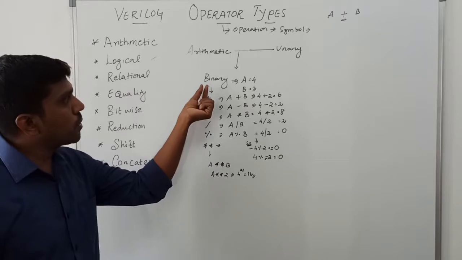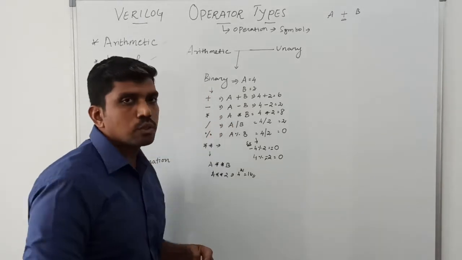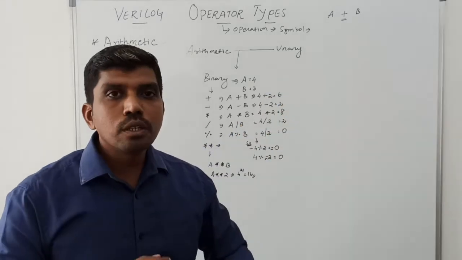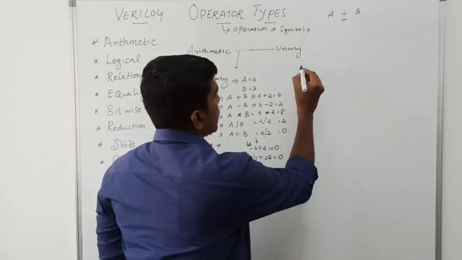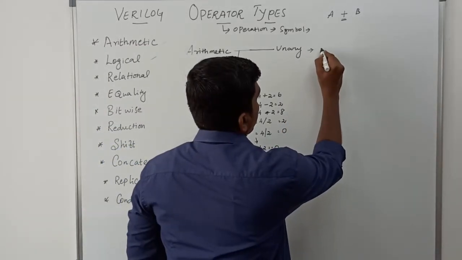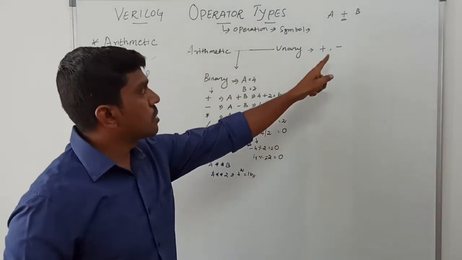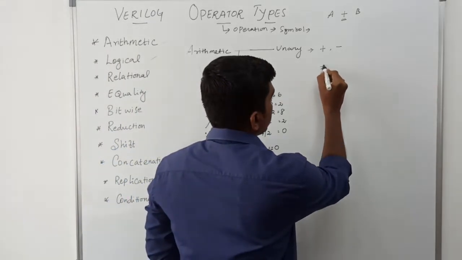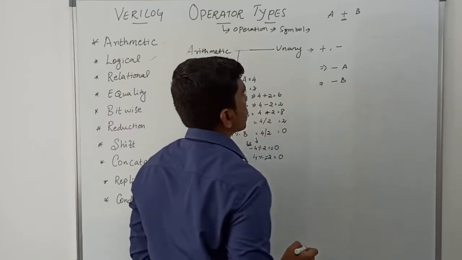So this binary operator takes two operand values. Here you are using the two operand values. Then the unary operator: here you use single data, a single operand. In the unary operator, plus and minus, that is addition and subtraction, are used. Here you mention minus A or minus B.